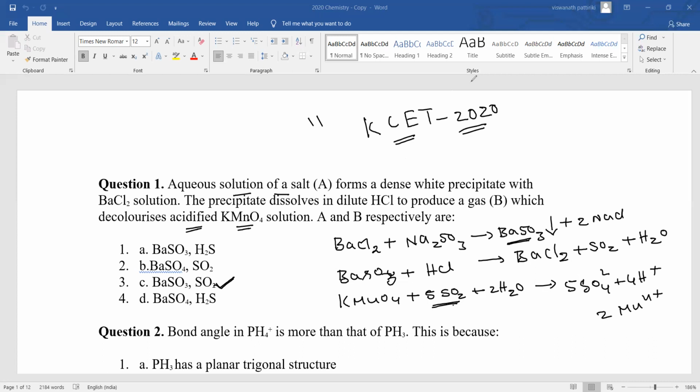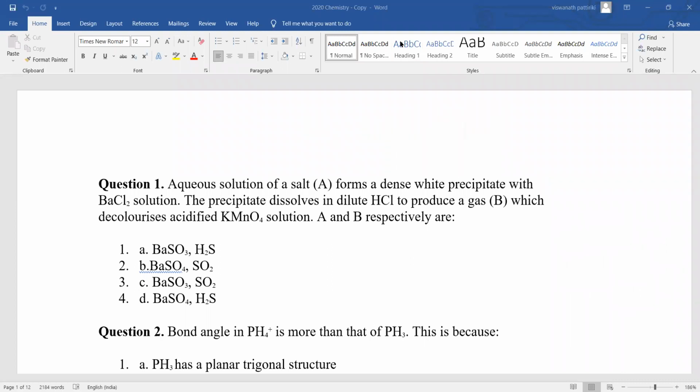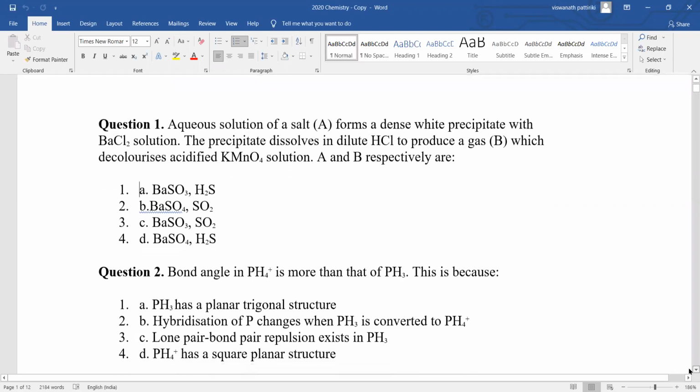And the next one is, the bond angle of PH4 plus is more than that of PH3. So this is because of what? Okay, see, if you see PH3 and PH4 plus, the hybridization remains the same. But here what we have to see is, in the case of PH3 we have a lone pair of electrons, and in the case of PH4 plus we don't have any lone pair of electrons.